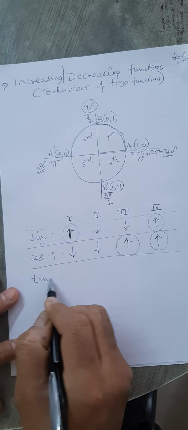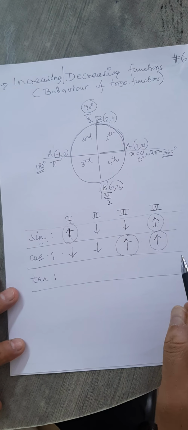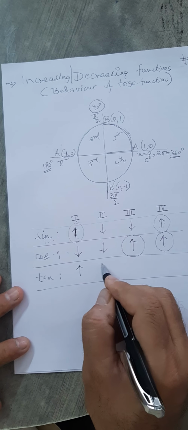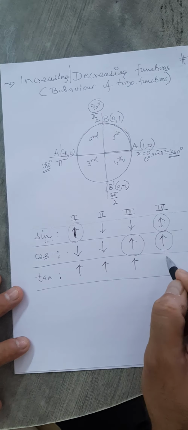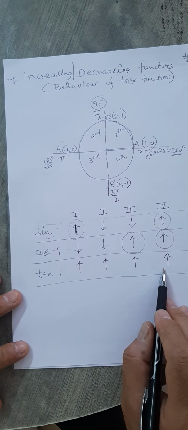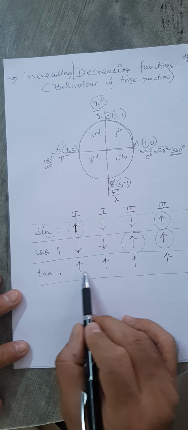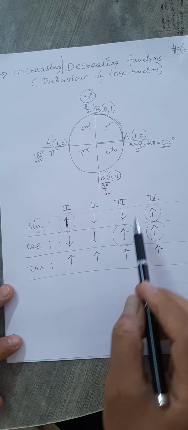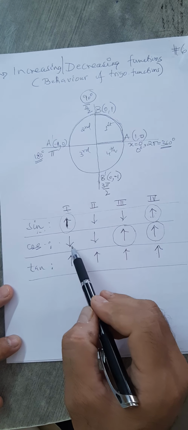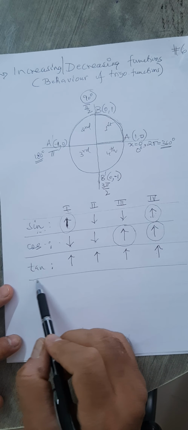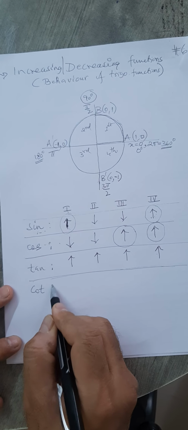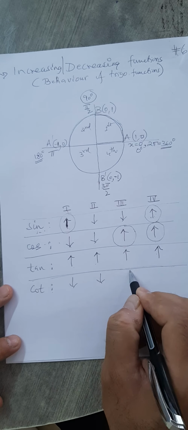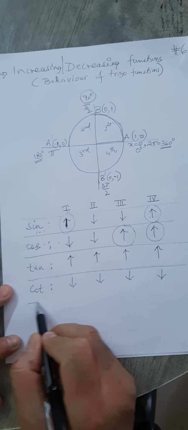Now tan you cannot answer from the unit circle. It's a ratio of these two. Again, without proof I'm writing, it is an increasing function in each quadrant. Without proof I've stated this. As you increase the angle, sine function always increases, remember. As you increase the angle here in the first quadrant, cos function decreases. But tan function is increasing in each quadrant. What about cot? Once tan increases, cot is the reciprocal of tan, so it is a decreasing function. In each quadrant, cot is decreasing.